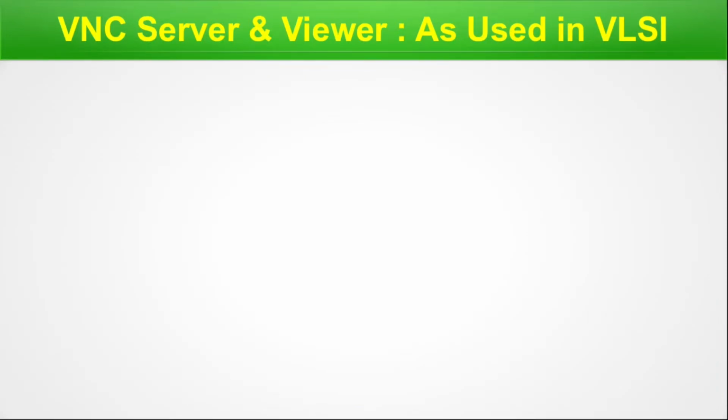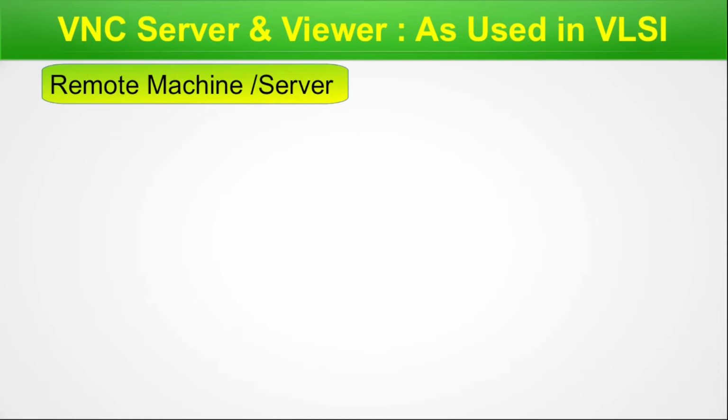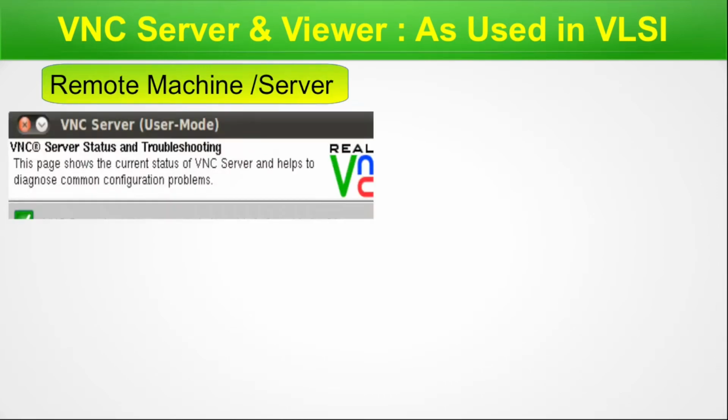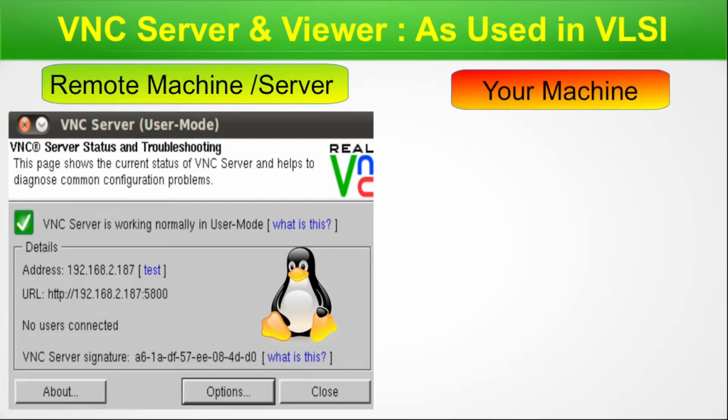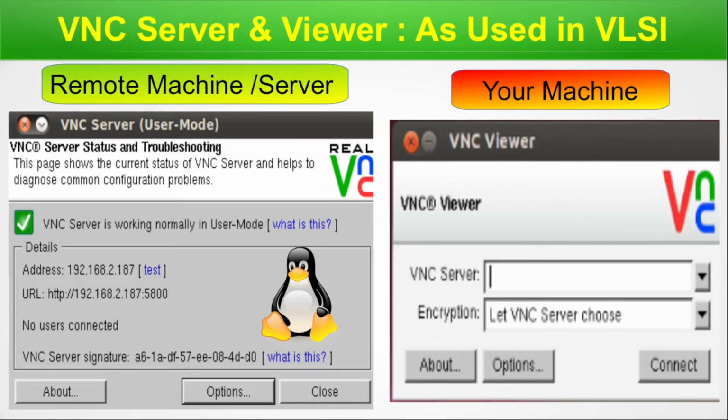VNC server and viewer as used in VLSI. This is a very good concept. VNC server and viewer are the two important things used in the industry. The remote machine to which you want to log in will run a VNC server, from where you will get a server address, as you can see in this picture, and it will definitely be a Linux machine. Whereas your machine, the one on which you are working, sitting at your desktop, is mostly a Windows machine from which you will launch the VNC viewer.